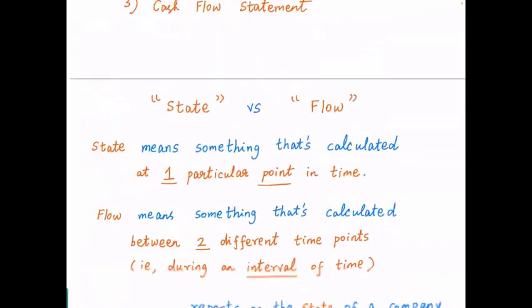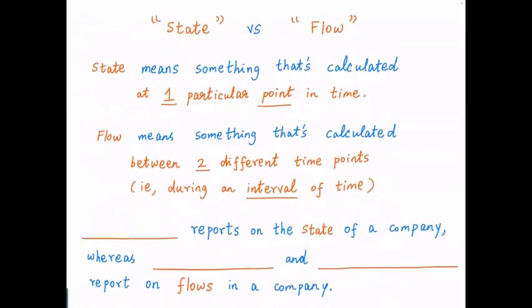Before that, there's something called a state versus a flow picture. State means something that's calculated at one particular point in time, for example, at the end of a particular quarter or at the end of a particular year. You take one specific point in time and calculate something at that point, and that gives you the state of the company.